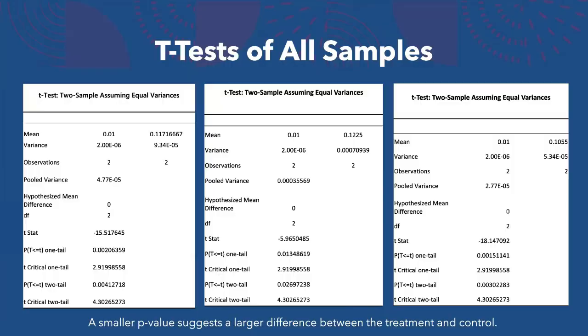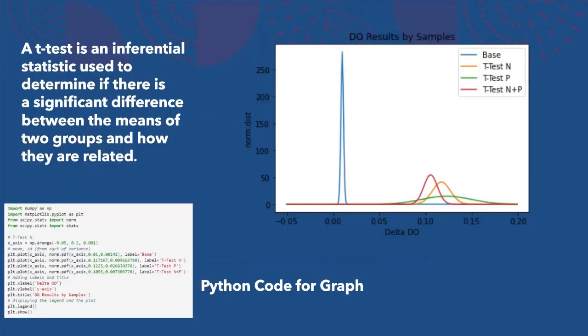We successfully completed the t-test of all our samples, and this is the data that we got. You can see here that the p-values of all our t-tests are lower than 0.05, which is good news because in the world of stats, if it's less than 0.05, then your data is statistically significant and reject the null hypothesis. Using Python, we derived this graph where it shows the DO results by each sample. We took into account the normal distance and delta DO as our variables. Based on this graph, you can see that nitrogen and N plus P stand out to have a higher normal distance than the rest of the samples.